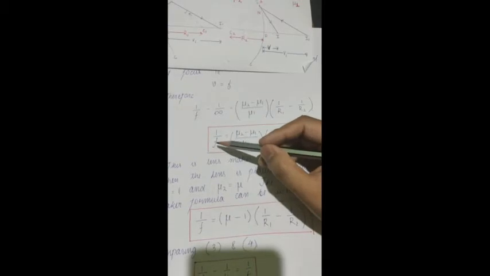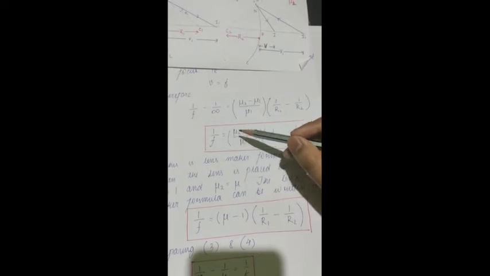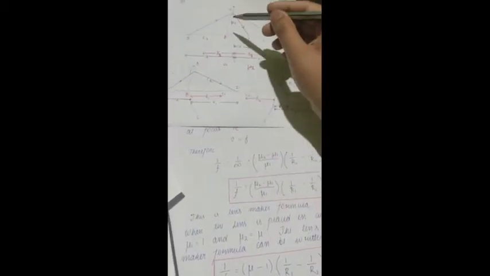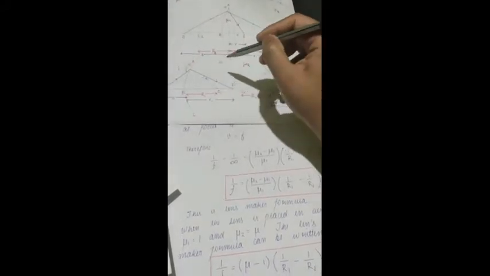we know for a double convex lens which has a focal length f, I can write my lens maker formula as 1/f = (mu2 minus mu1) divided by mu1 into (1/R1 minus 1/R2). F is your focal length of the double convex lens, mu2 is the refractive index of the glass medium, mu1 is the refractive index of the surrounding medium, R1 is the radius of curvature, R2 is the radius of curvature for your second surface.